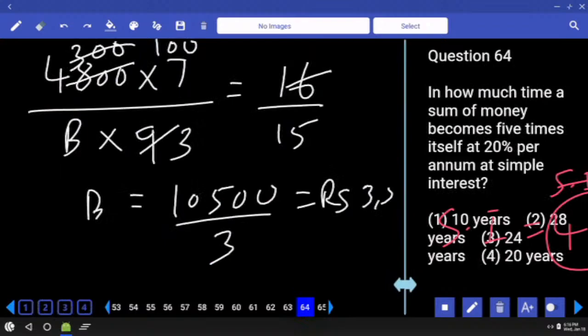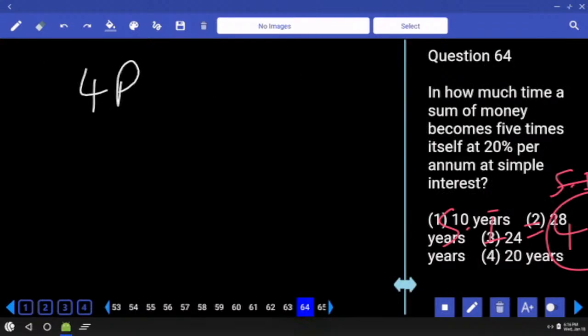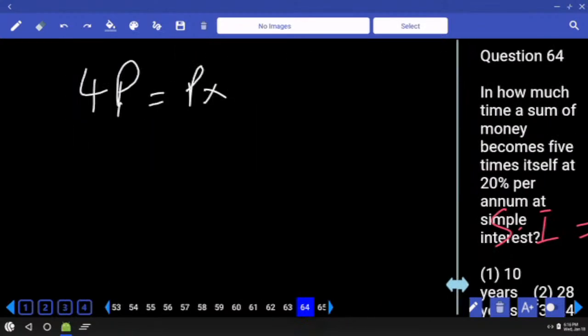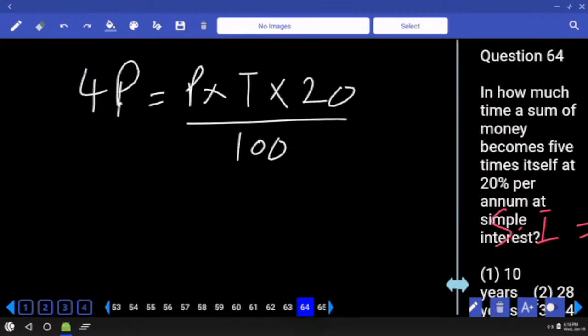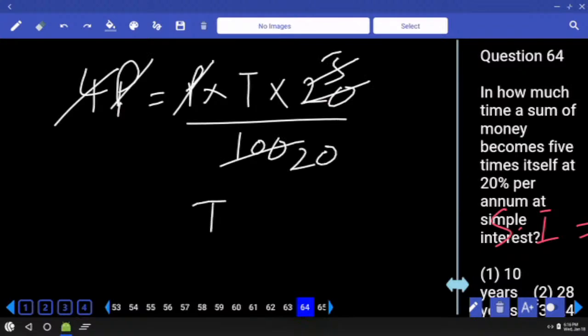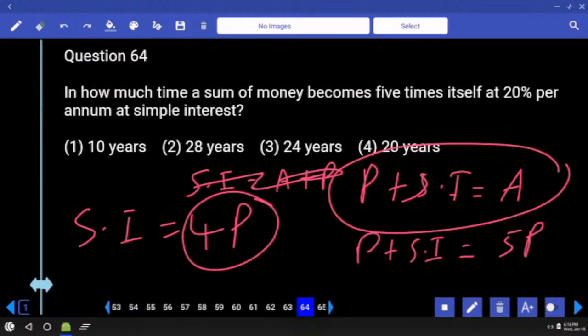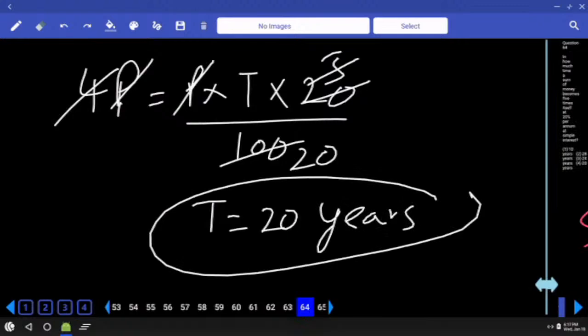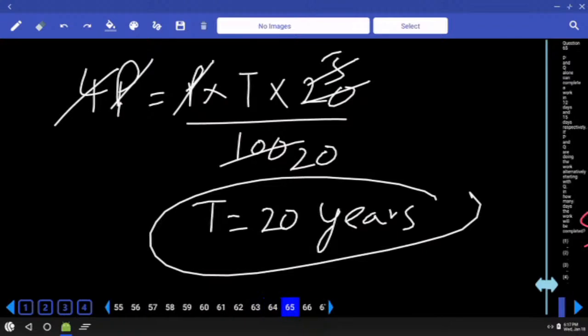So now if you write the equation, 4 times of principal, simple interest is equal to principal into time into rate. Time is what you have to find out. And rate is how much? 20 by 100, that is 20%. Now P cancels, 5, 20. So time is equal to what? 20 years. Yes or no? Clear or not? Very simple question. Principal plus simple interest is equal to what? Amount. It's the easiest question you can get.